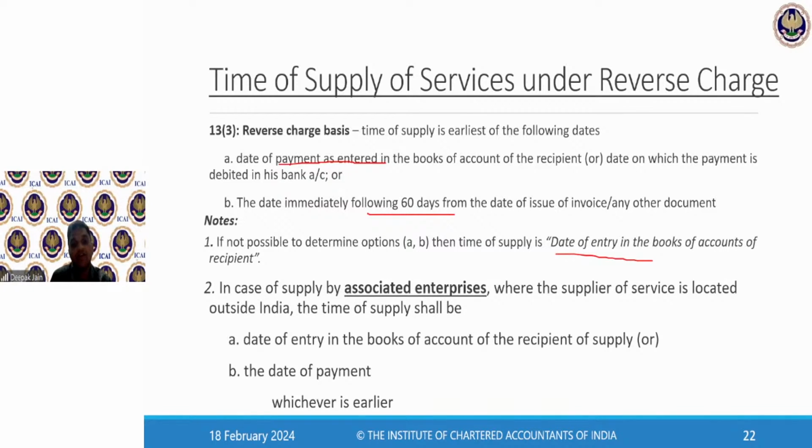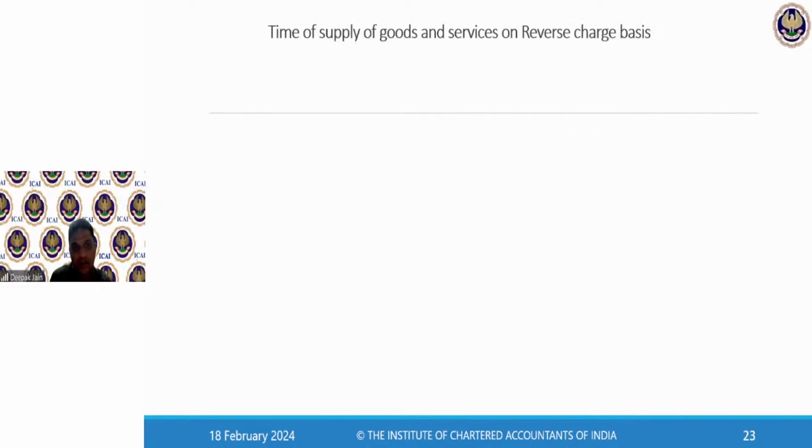And in case of associate enterprises, special mention is there. Let's come back to that after understanding the time of supply. Now, let's distinguish between RCM for goods and RCM for services. So time of supply, so that we'll understand this better.